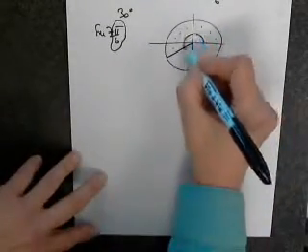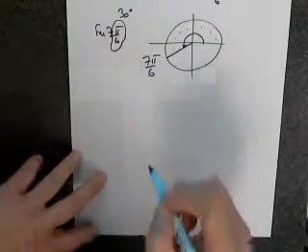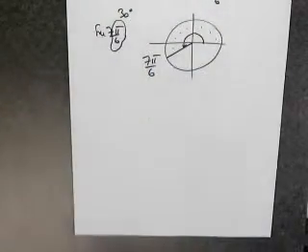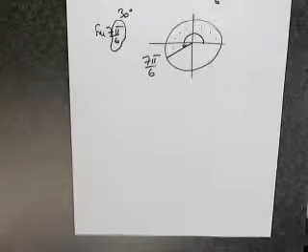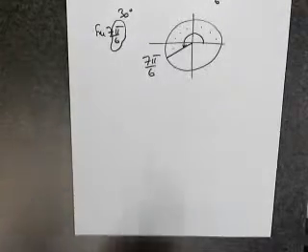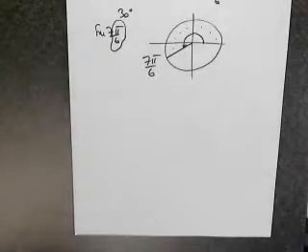So this is 7 pi over 6. There are 3 of those pi over 6 in the third quadrant. That's what it equals. That's the definition: cosecant is 1 over sine.